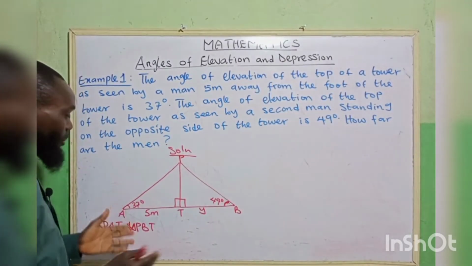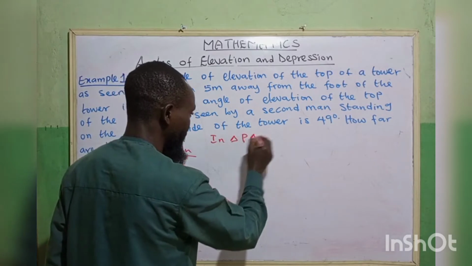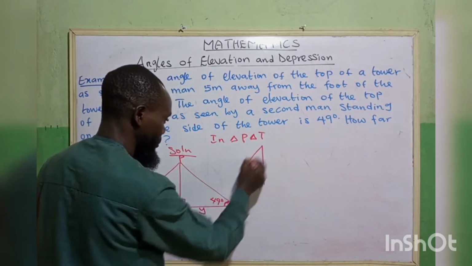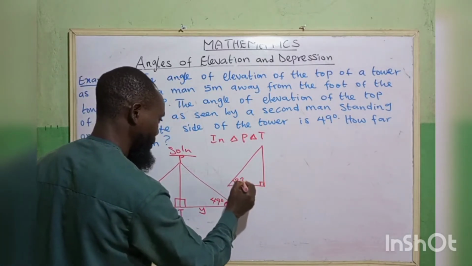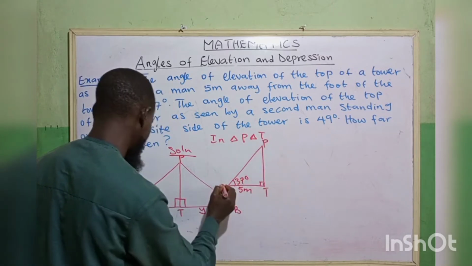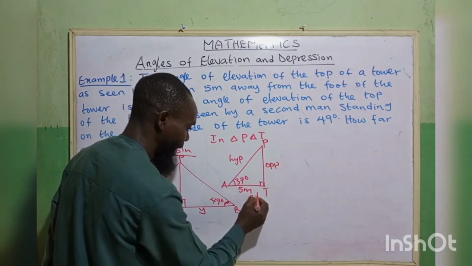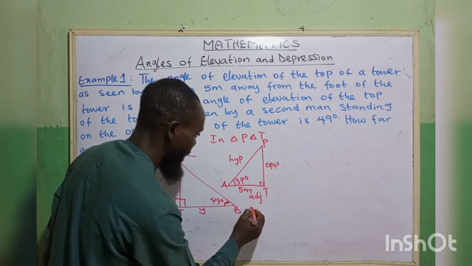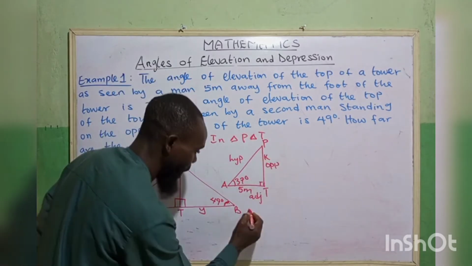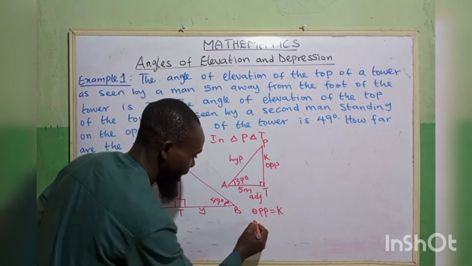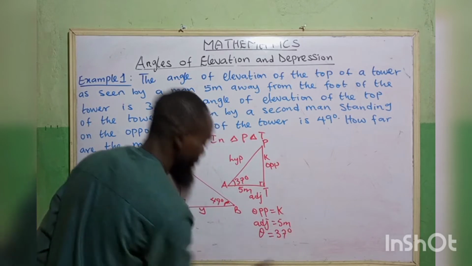Now, let's proceed by considering triangle PAC. In triangle PAC, taking the triangle out, this is 5 meters, this is 37 degrees, P, C, and A. So we still have our opposite here, hypotenuse, and our adjacent. The one we have to calculate is this opposite. Let me call it K. So opposite equals K, adjacent equals 5 meters, my angle theta equals 37 degrees.